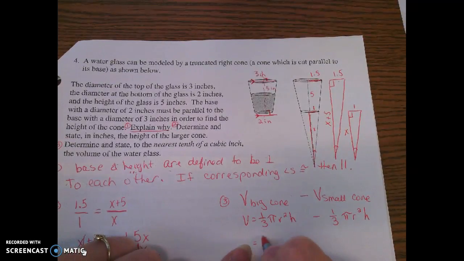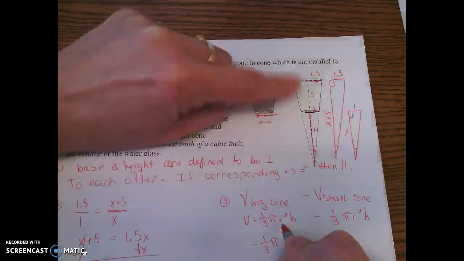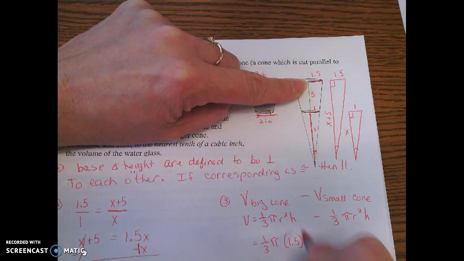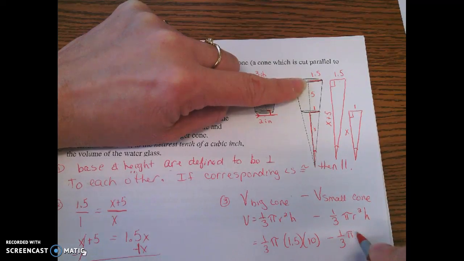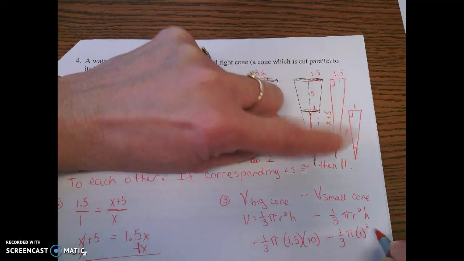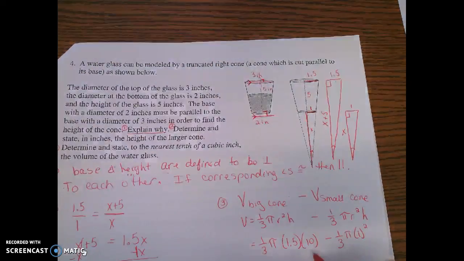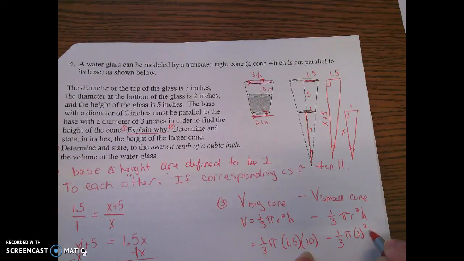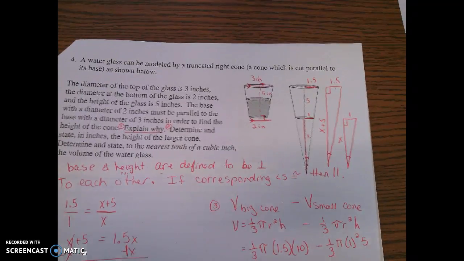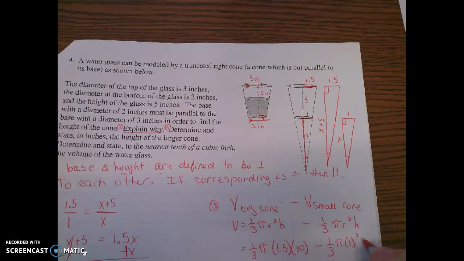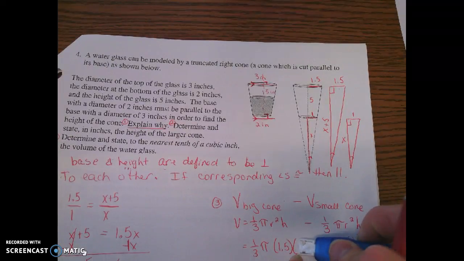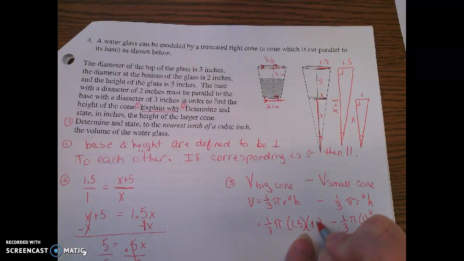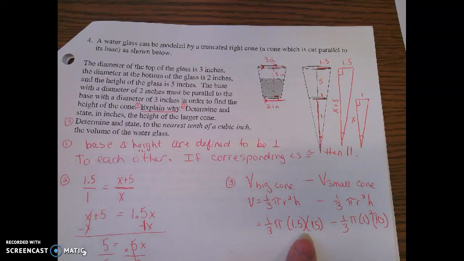For the big cone, I have my 1/3, my pi, and I need the radius of my big cone, which is 1.5. I need the height of the big cone. Then I'm subtracting 1/3 pi, and I need the radius of the small cone, which is 1, and the height of the small cone. Oh, I messed this up. The height of the small cone is x, that's 10, but the height of the larger cone is really 10 plus 5. This one should be a 15. My bad. So one of the heights is 10, the other height is 15.